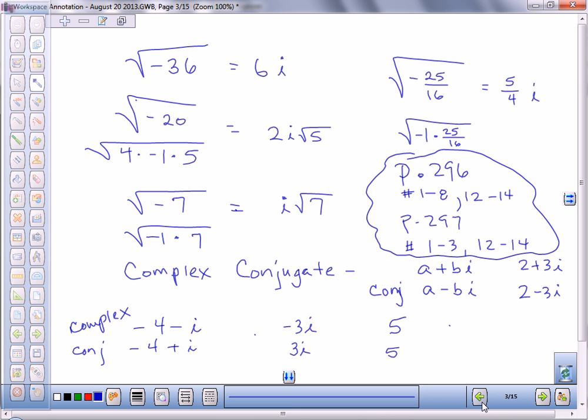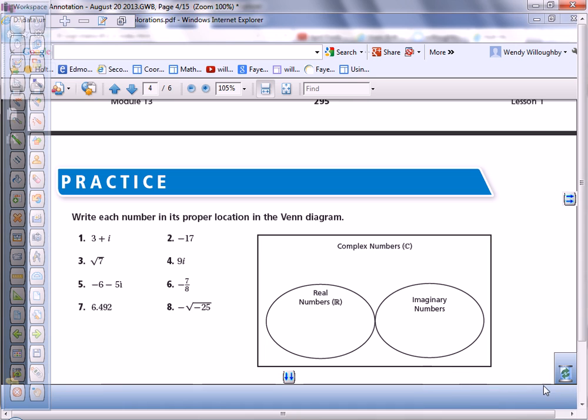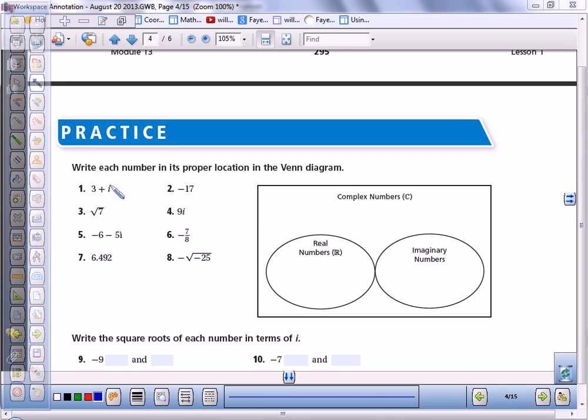Okay, let's take a look at these. The first one has a real part and an imaginary part, so it makes it a complex number. So 3 plus i would go here in the complex number part. Number 2, negative 17 is just a real number. We'll put it in the real number circle. The square root of 7 is also a real number. Now this one's rational and this one's irrational, but they're both real. Both of those fall under the real category.